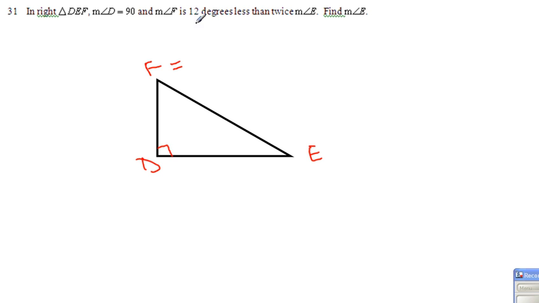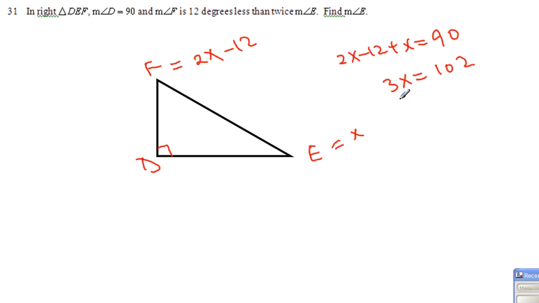And angle F will be 12 degrees less, so minus 12. Twice of E, so 2x, which makes this one to be equal to x. That means when we add up these two, they must be equal to 90 degrees. So there we have 2x minus 12 plus x must be equal to 90. By adding 12, we get 3x must be equal to 102.